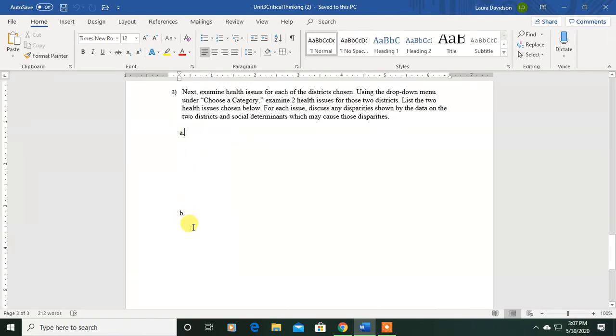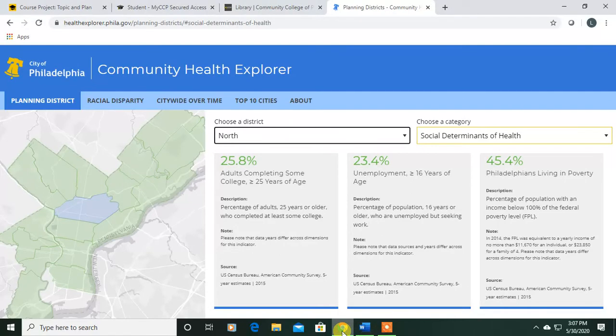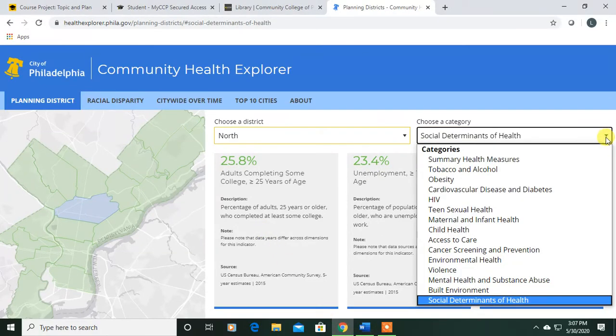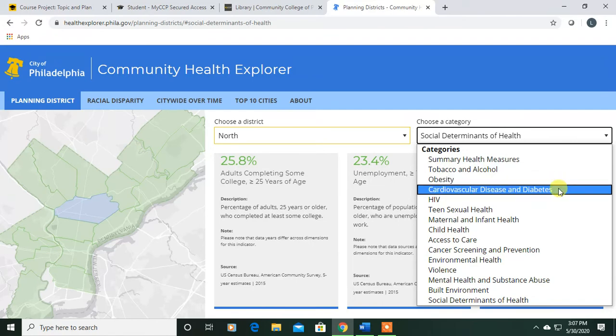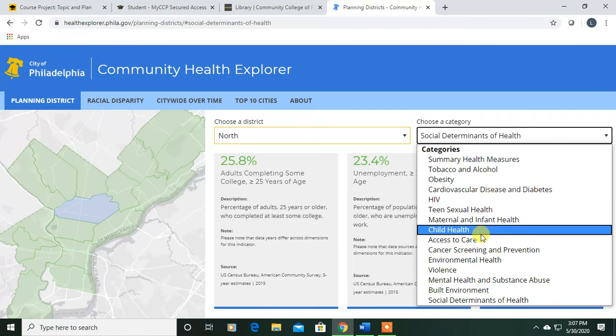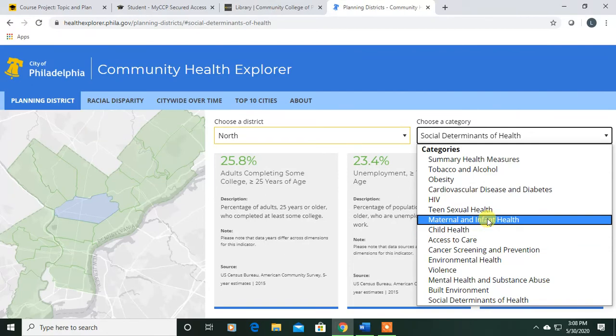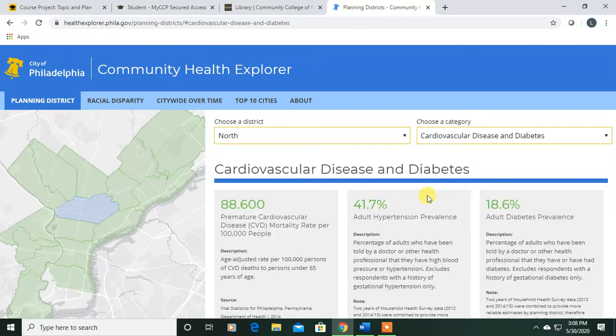We've got these same 2. If I chose Central and North, okay, I'm going to compare Central and North. But I'm asking you now to look at 2 health issues. So let's go back, okay, and let's look at this drop down. So it might be obesity, cardiovascular disease, diabetes, HIV, child health, maternal and infant health. You can decide. But what you're going to do is for the 2 districts you chose, compare 2 health issues. So if I chose these 2, cardiovascular disease and diabetes, in the North, I've got 41.1% hypertension, 18% diabetes, and in the Central, very different numbers.